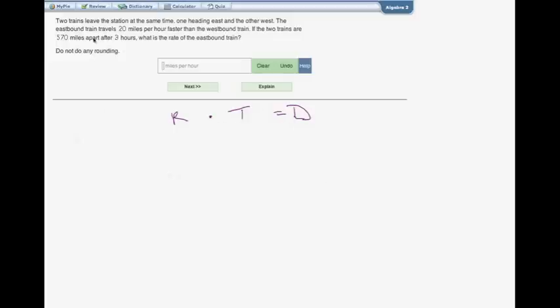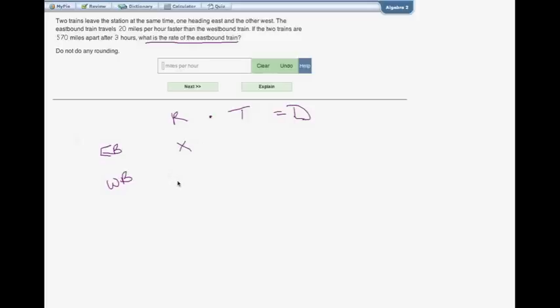Rate, time, distance, we've got two trains. We've got an eastbound train, so one row is going to be for the eastbound train, and the other row is going to be for the westbound train. The question asks, what is the rate of the eastbound train? So my variable is going to be for the rate of the eastbound train. So I'm going to put x under rate in the eastbound train row.